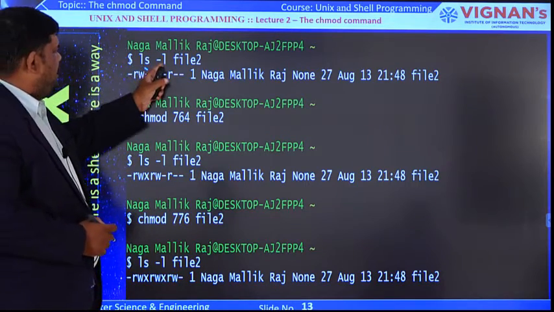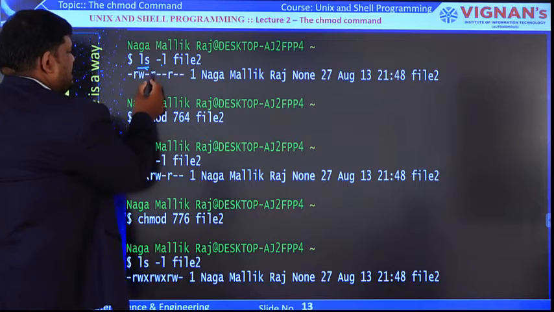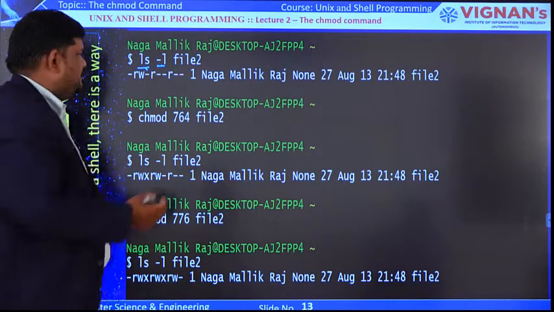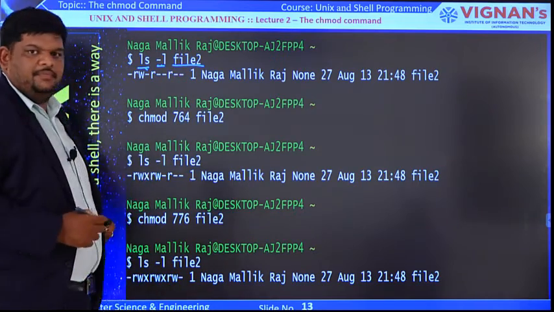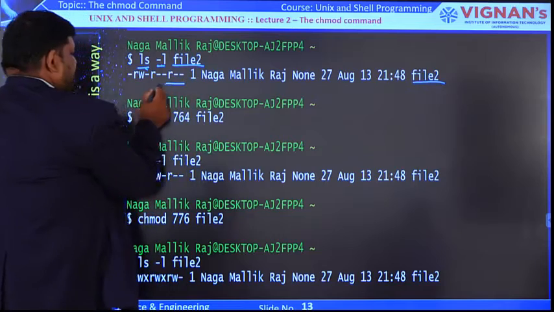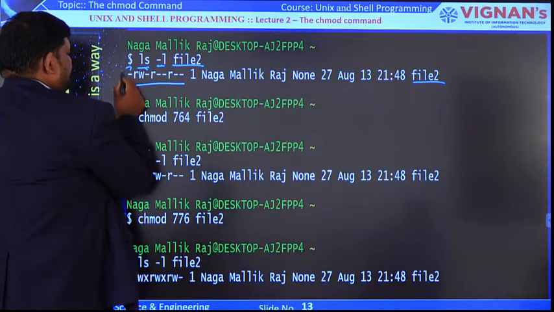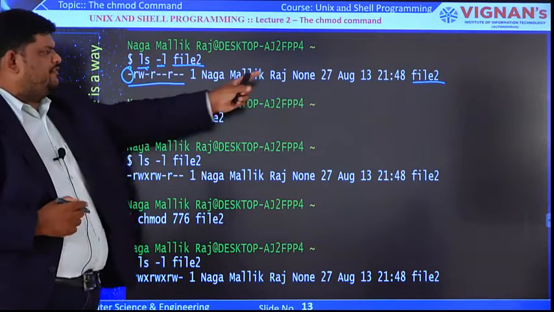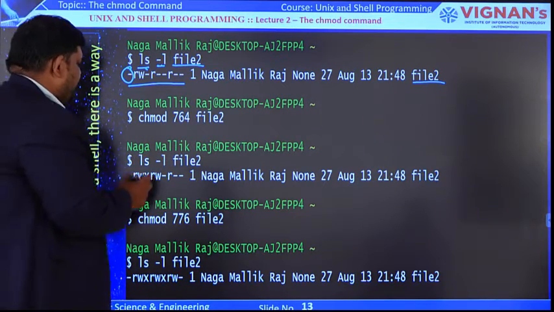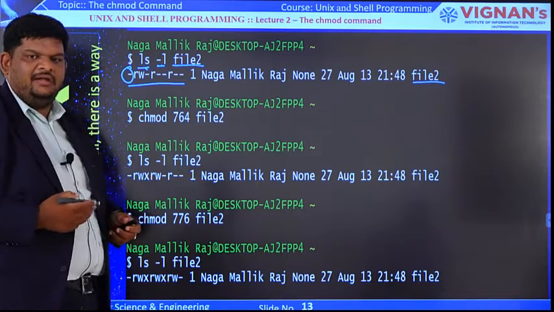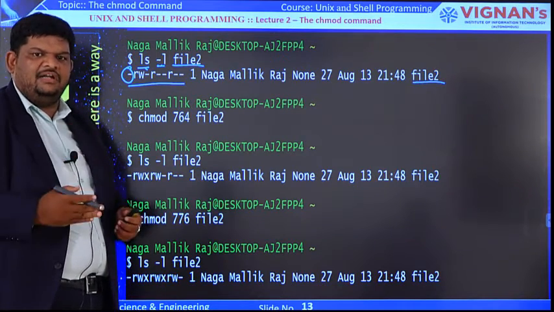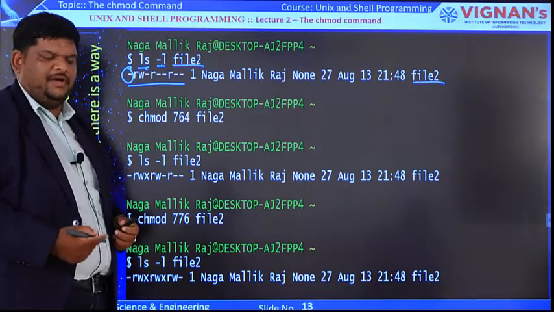ls space option L. The ls command, the option we are going to use is L. L means long listing of file 2. So the file name came here and these are all the permissions. We know that by seeing this hyphen, that file 2 is a regular file or ordinary file. Now we are applying the change mode command in absolute mode. That means without characters, with the help of octal numbers, we are going to change the file permissions.